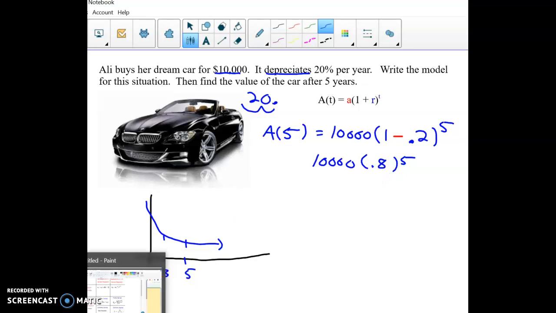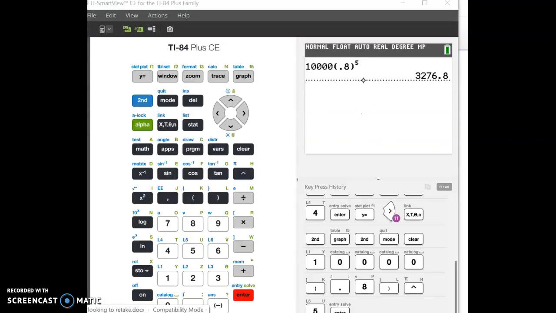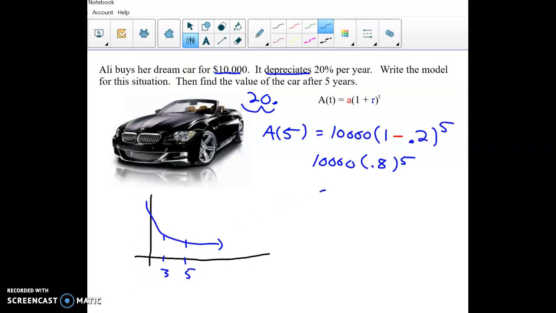Now just type that in your calculator. You can see that after 5 years, it's lost a lot already, right? We're at $3,207.7. Not 32,000, 3,200. So we've dropped a bunch from 10,000 all the way down to about 3,000 in just 5 quick years.